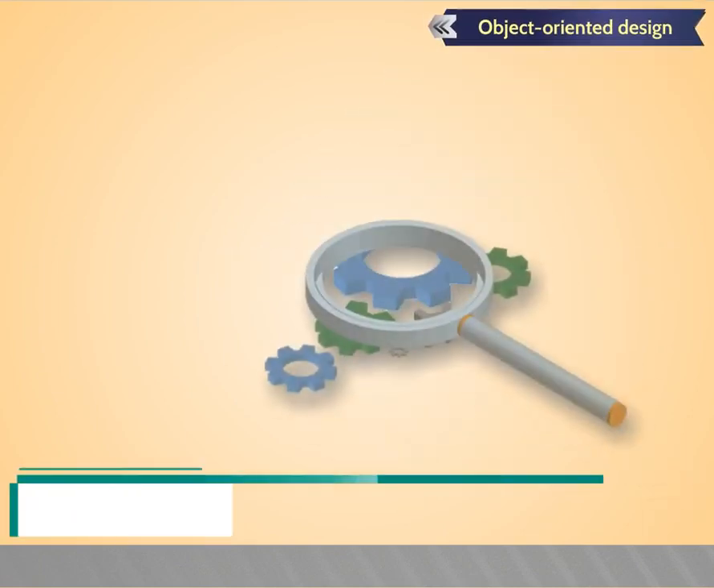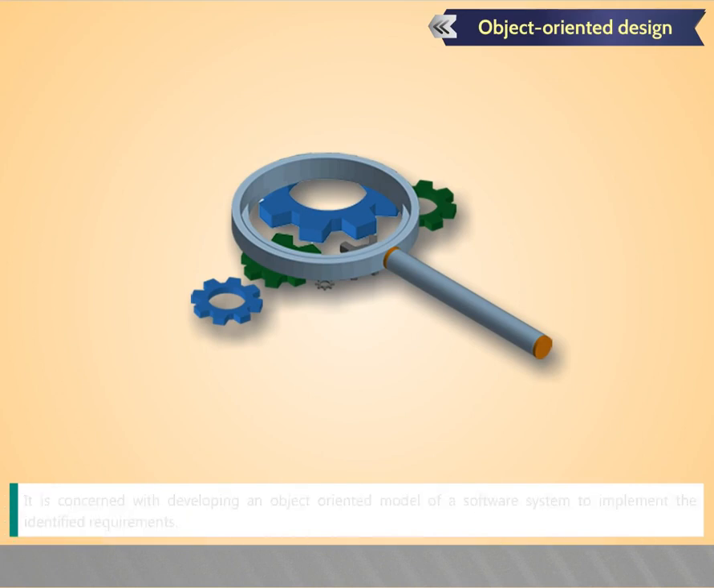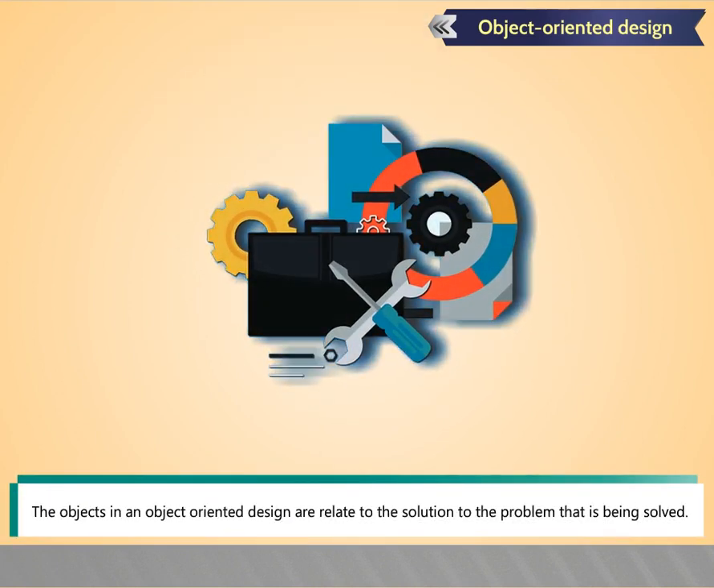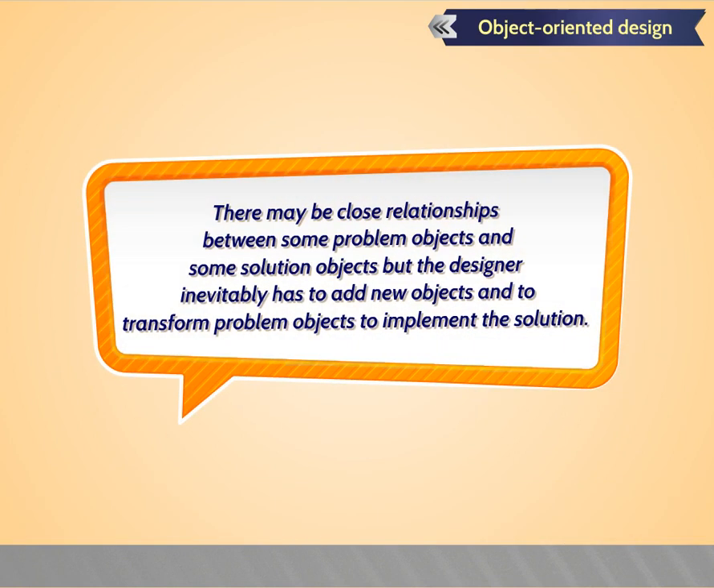Object-oriented design. It is concerned with developing an object-oriented model of a software system to implement the identified requirements. The objects in an object-oriented design relate to the solution to the problem that is being solved. There may be close relationships between some problem objects and some solution objects, but the designer inevitably has to add new objects and to transform problem objects to implement the solution.